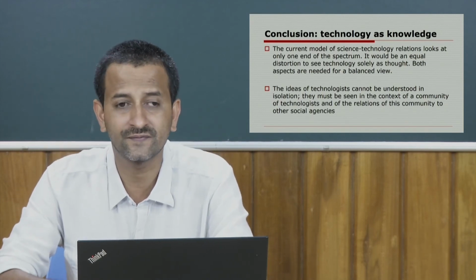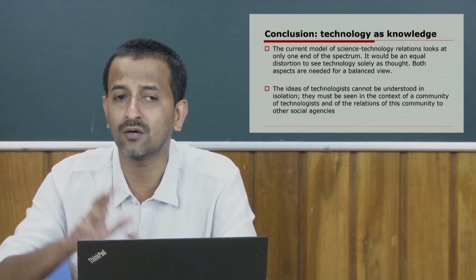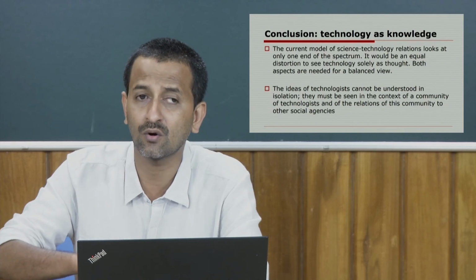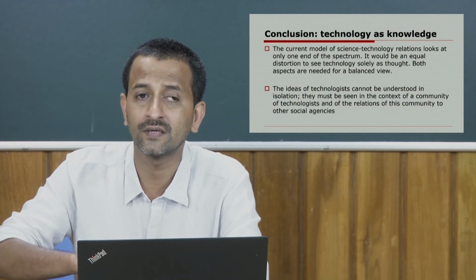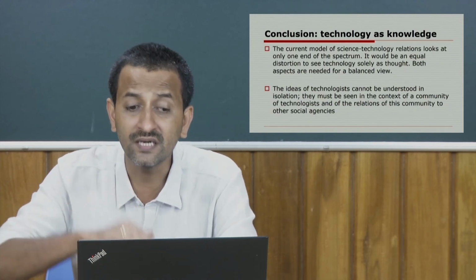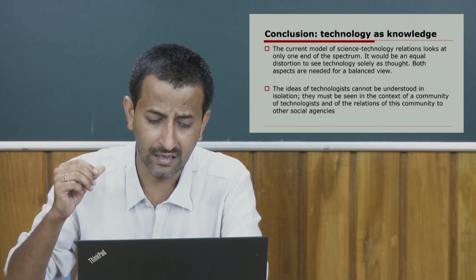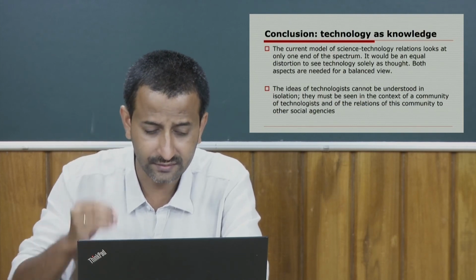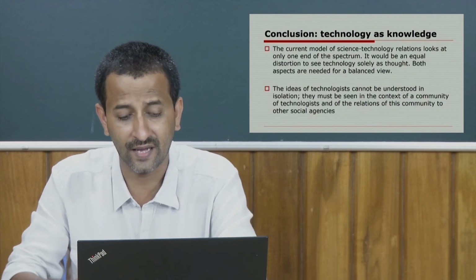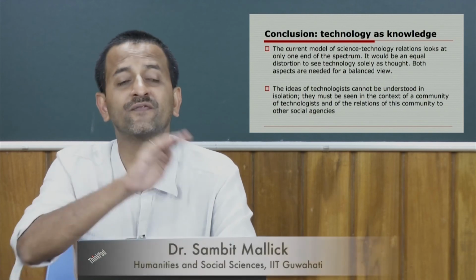The ideas of technologists cannot be understood in isolation. They must be seen in the context of a community of technologists, of our economy, our culture, our polity, and of the relations of this community to other social agencies. A concern for knowledge serves to emphasize the importance of social history for the history of technology.